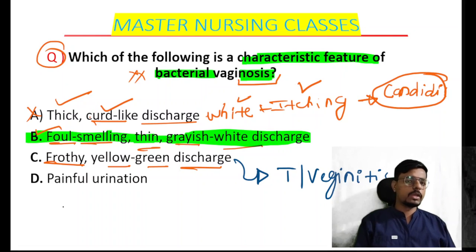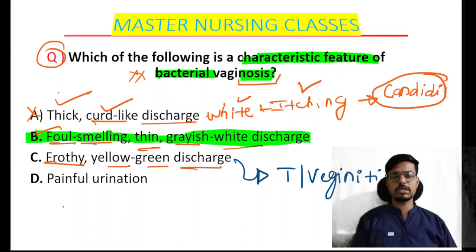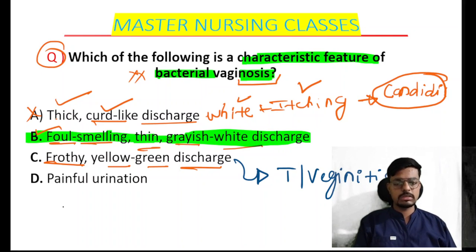We will discuss this topic again with the management and causative organisms, and what the vaginal pH change is. Each and everything we will discuss, because these questions definitely strike in your upcoming NORCET exam, students. Hope the concept is clear. Frothy yellow green discharge will be seen in trichomonas vaginitis. Foul smelling thin grayish white discharge will be seen in bacterial vaginosis. Thick curd-like discharge will be seen in Candida albicans.